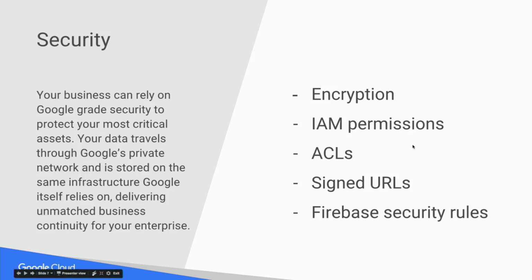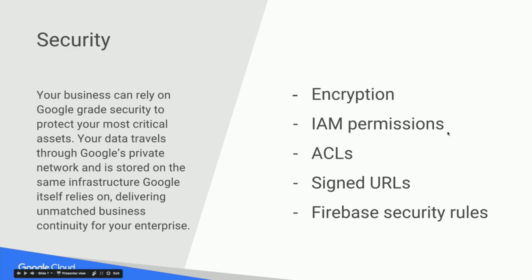IAM is identity and access management. This is a mechanism that you use to control who can do what to which resources in your GCS projects. And the same permissioning scheme and authentication system that you use to manage access to Compute Engine instances or to BigQuery tables, you can use to control access to buckets and objects within your project.